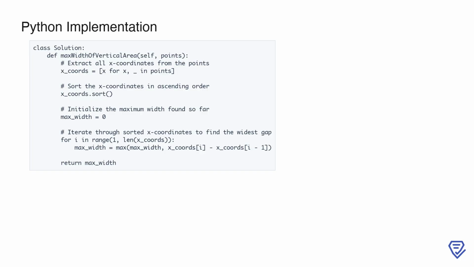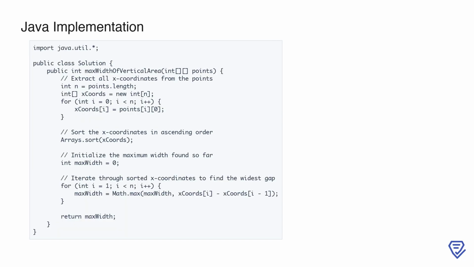This is the Java implementation of LeetCode problem number 1637, widest vertical area between 2 points containing no points. The solution mirrors the Python logic, leveraging Java-specific constructs such as arrays and the Arrays.sort method. The program extracts x-coordinates, sorts them, and calculates the maximum gap between consecutive x-coordinates. Java's strong type declarations and array manipulations ensure efficient handling of the input.